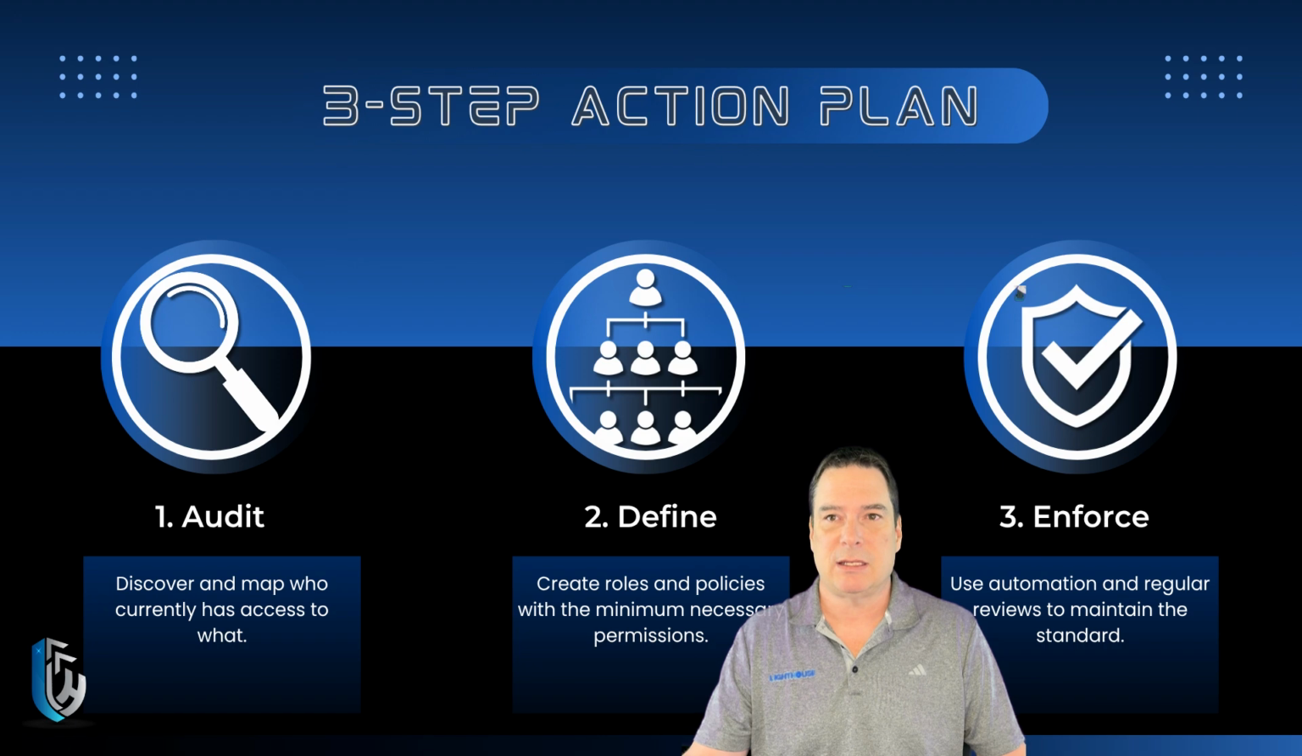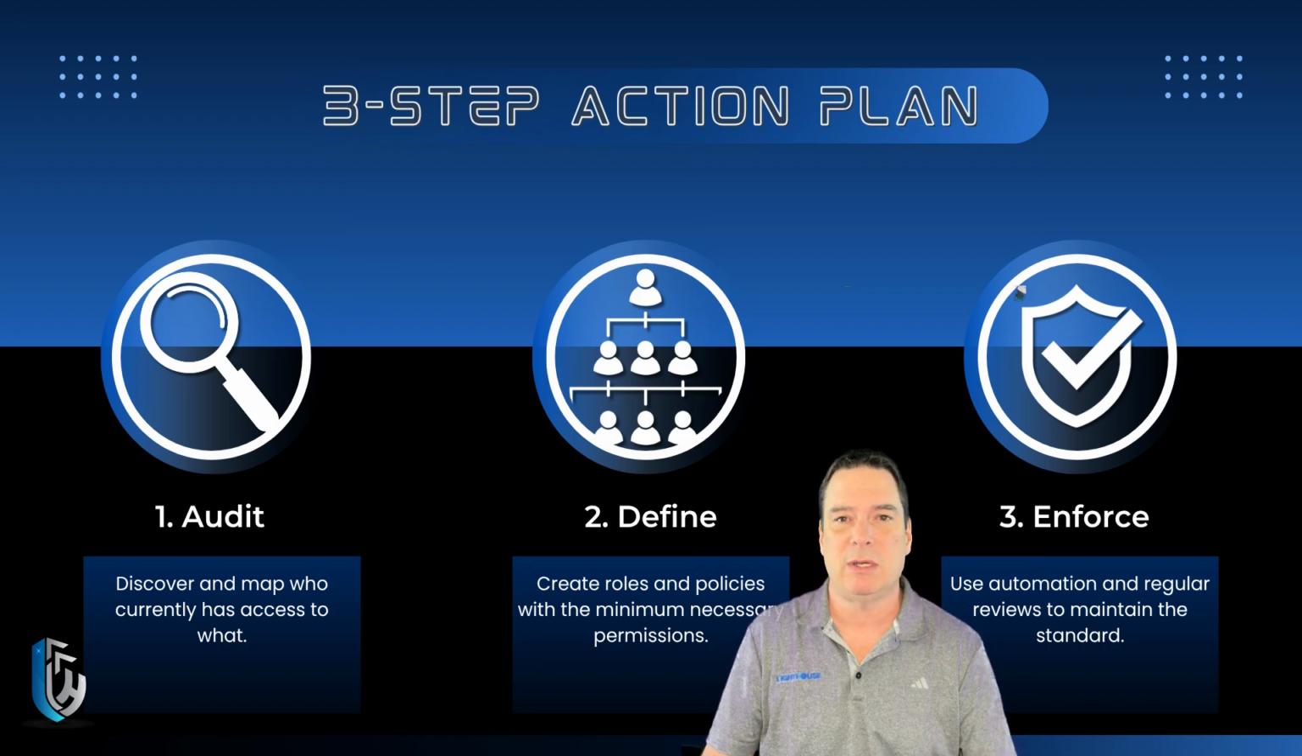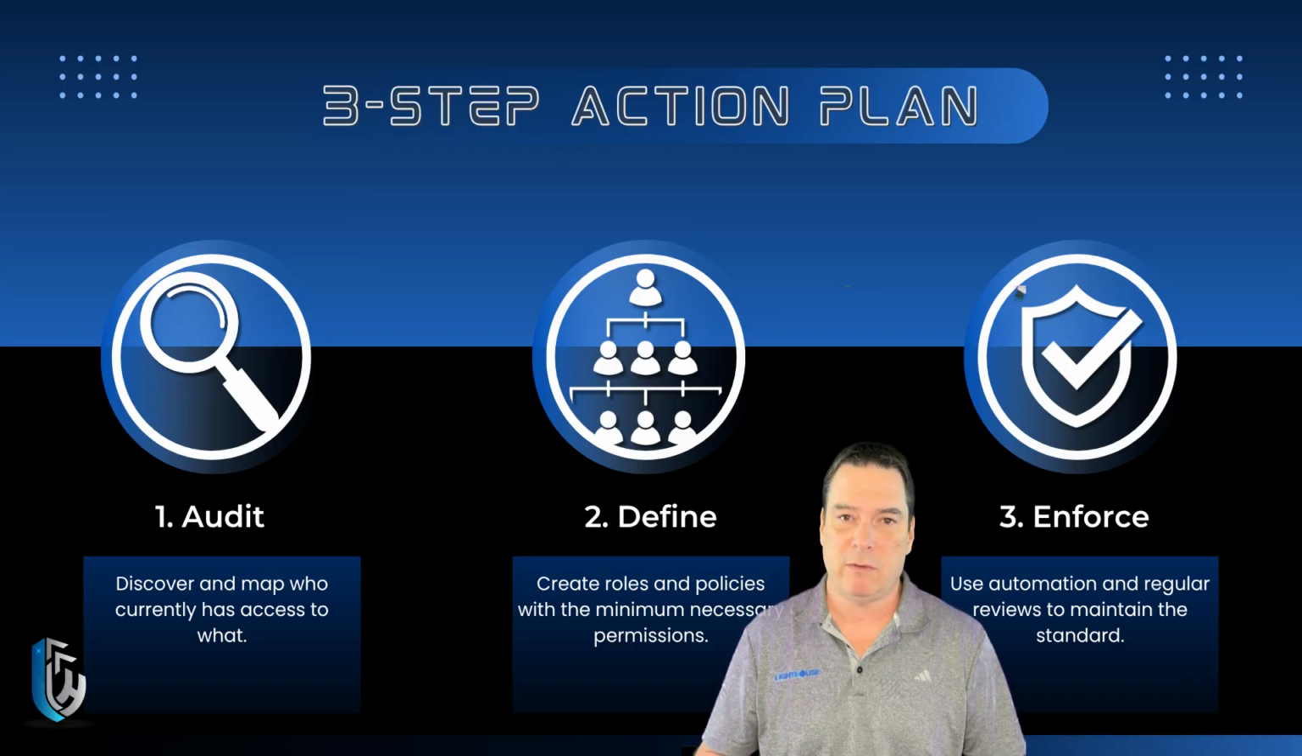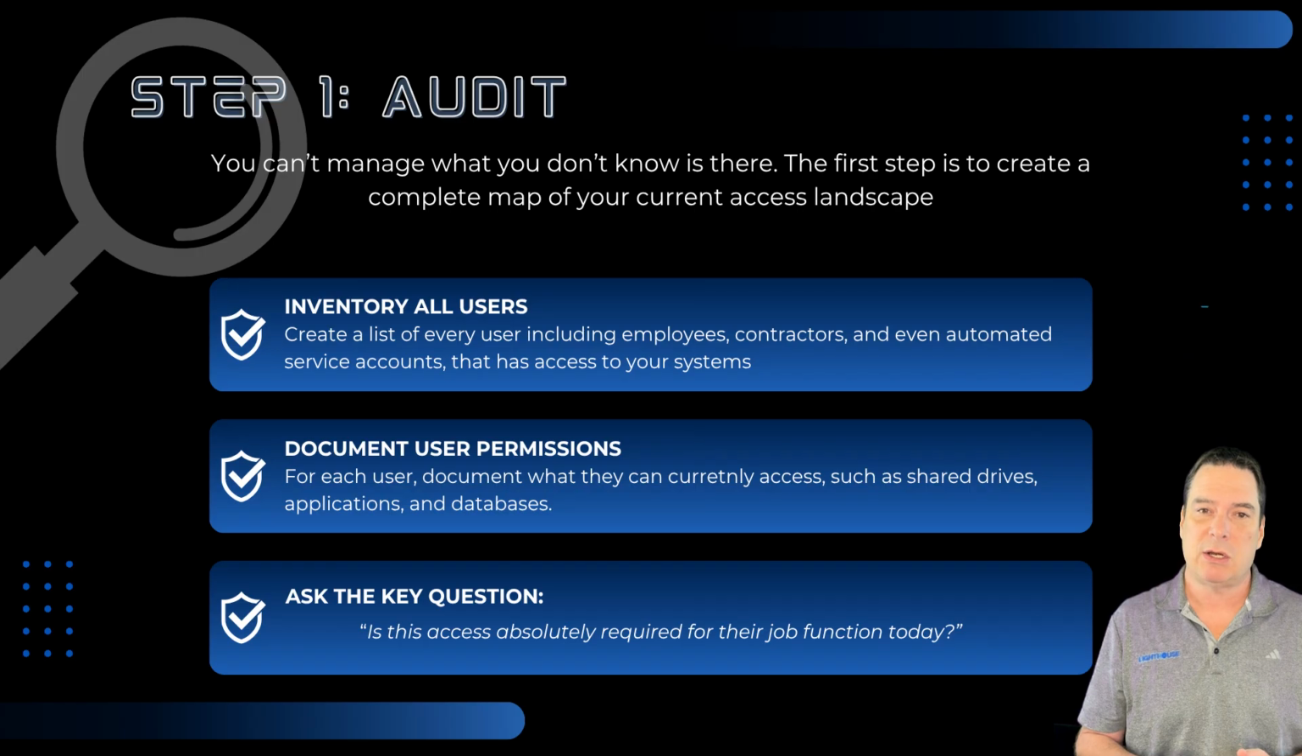To be able to address this, you want to take a 3-step action plan. You want to go through and look at all your systems, not just how you have your files stored, but how you have access into your business systems. That's just as critical. So it starts off with an audit.